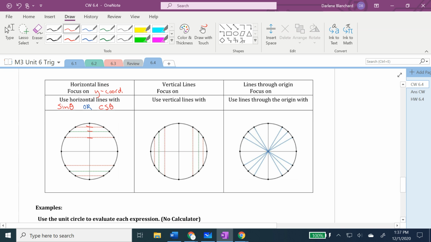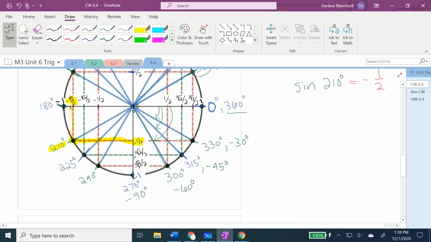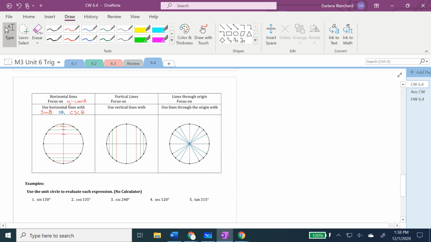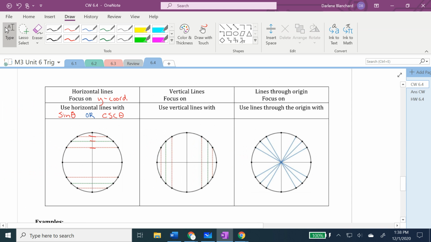So if you need to find the sine or the cosecant of any of these angles, you're going to look at horizontal lines and see what the y is equal to. Because if you can find the sine of theta, all you have to do is take that number and go 1 divided by that number, and you've got cosecant.